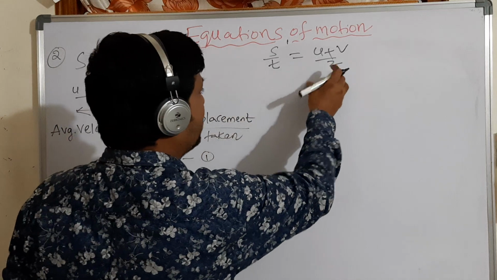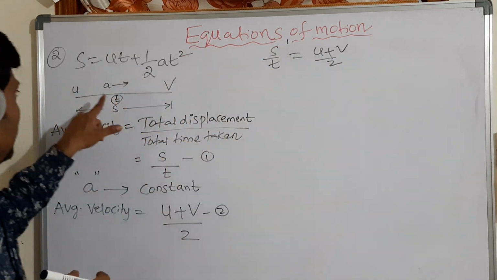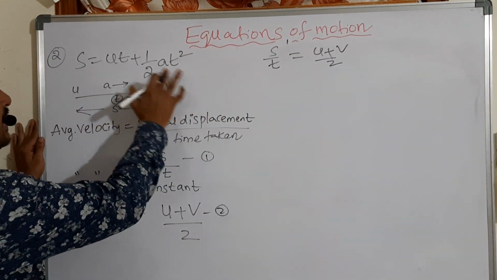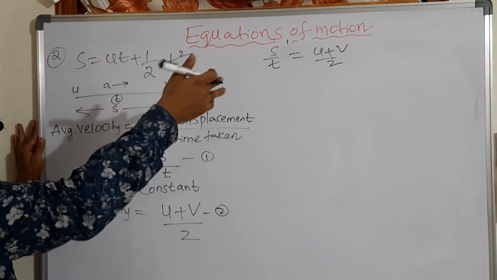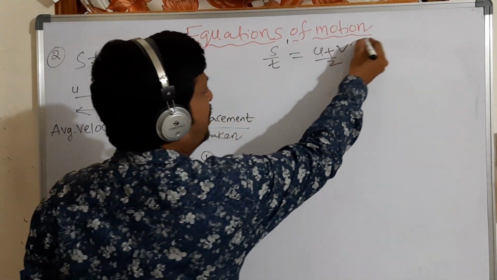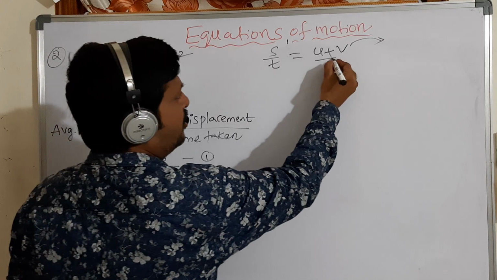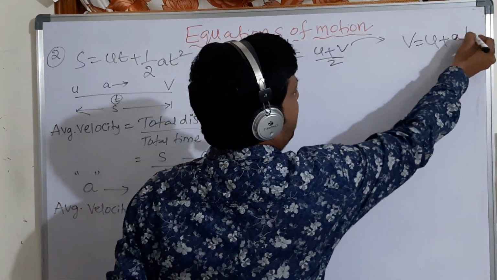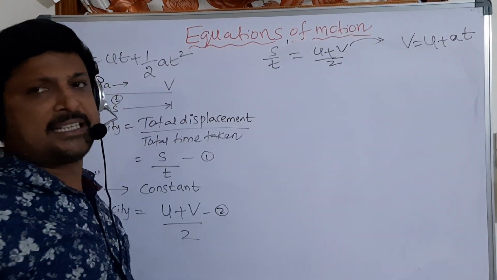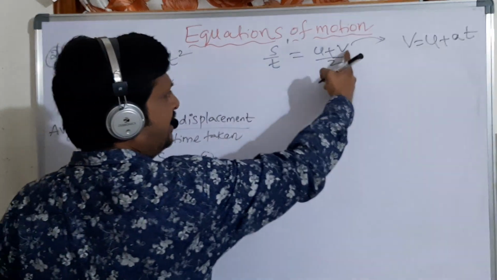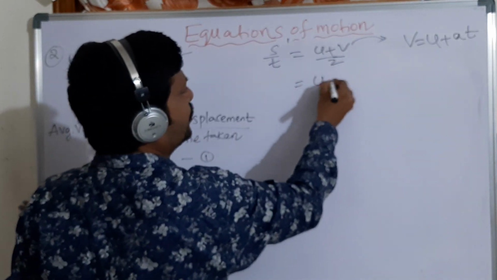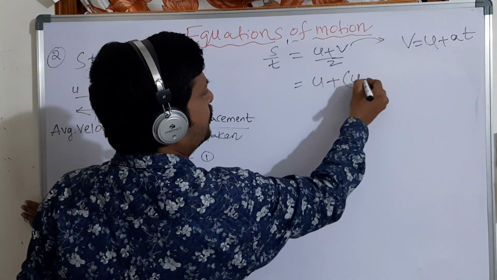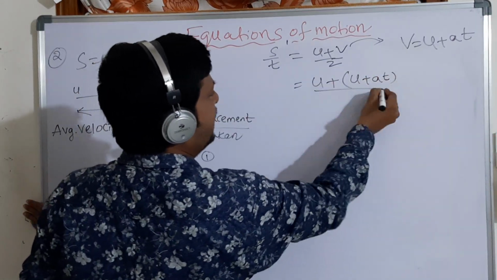Now eliminate v, because in the second equation of motion there is no involvement of v. Eliminate v means remove v. In the place of v, according to the first equation, we can write v equal to u plus at. So substitute u plus at in the place of v. So u plus (u plus at) by 2.